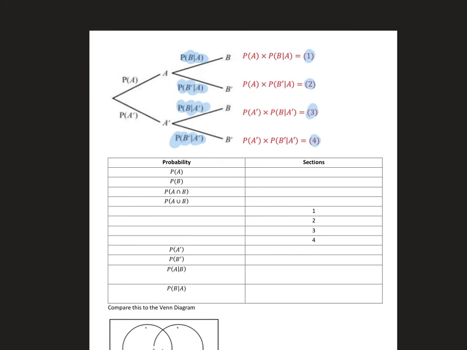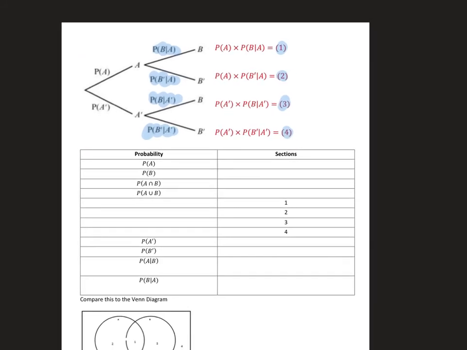So if I wanted the probability of A, well, it would just be that probability here, or it should also be the numbers 1 and 2 added together, or the probabilities 1 and 2 added together. If I wanted B, then it will be the ones that include B, so it's these options, so that would be 1 and 3. If I wanted A and B, that would just be the number 1.